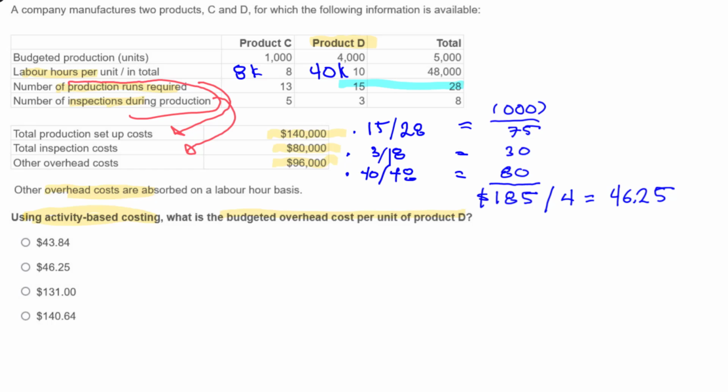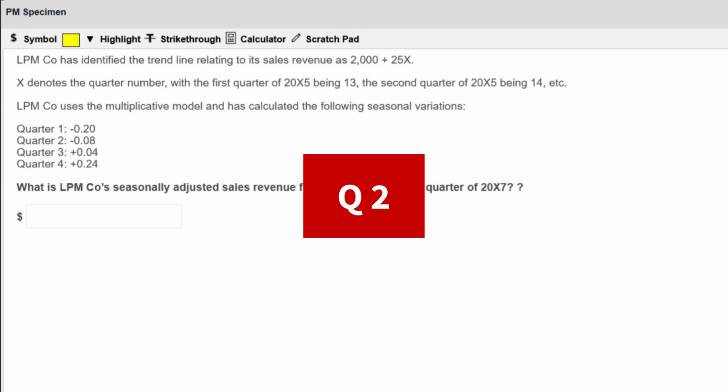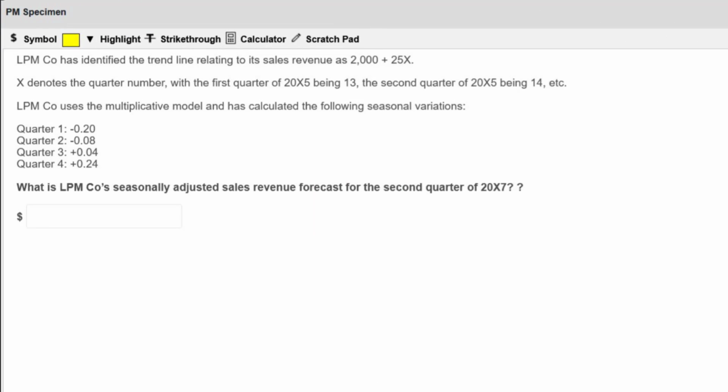Guys, that's the answer. Answer is the second one. Activity-based costing, tricky and time-consuming. Make sure you practice this in your exam kit. Next question here. Let's read the question stem.